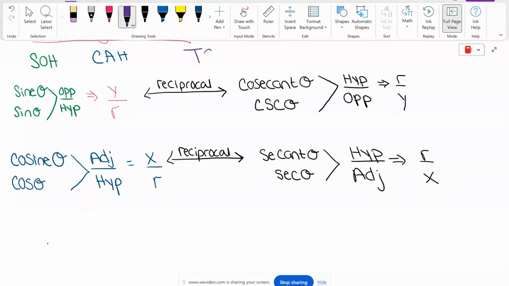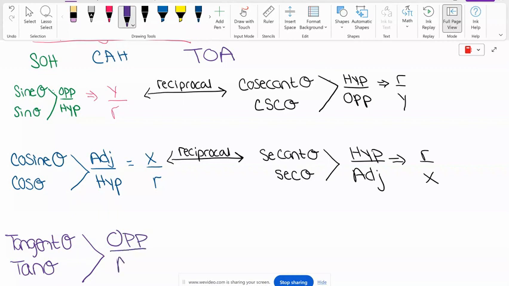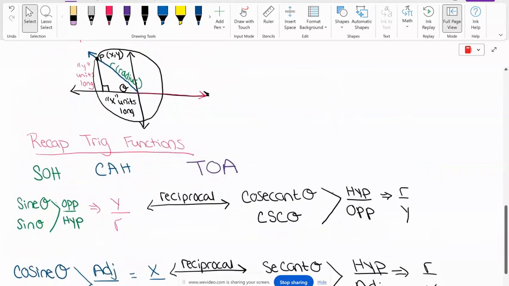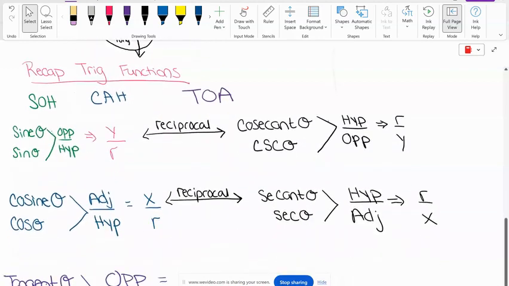Now let's go to our last one, TOA, which is going to be tangent. Similar to the others, it can never stand alone. It has to be with an angle, so we're going to have tangent of theta. The shortcut for tangent is TAN, and that is going to be TOA, which is opposite over adjacent. Based on our right triangle, opposite theta is y and adjacent is x.